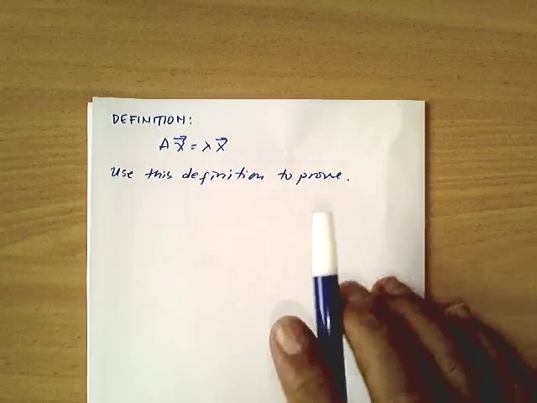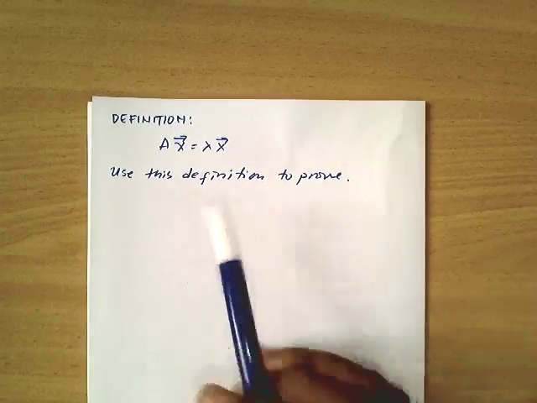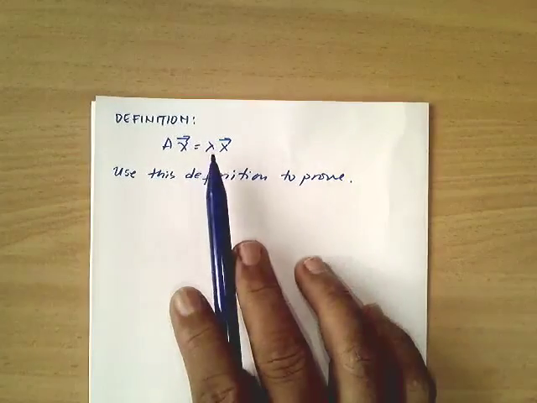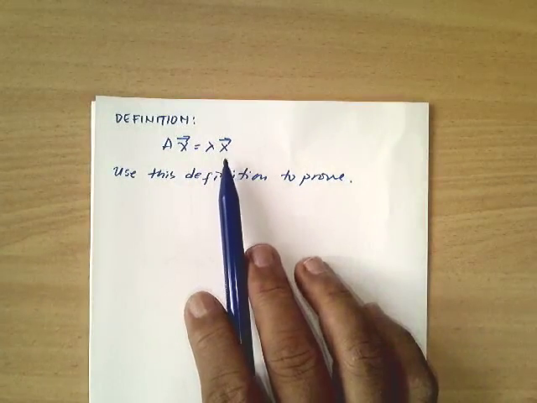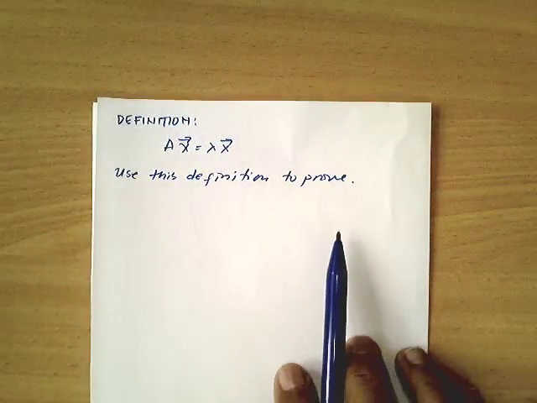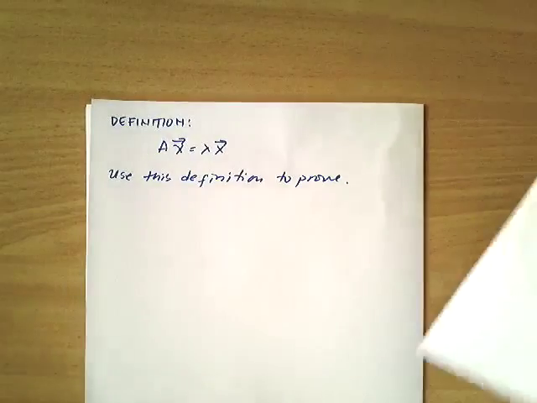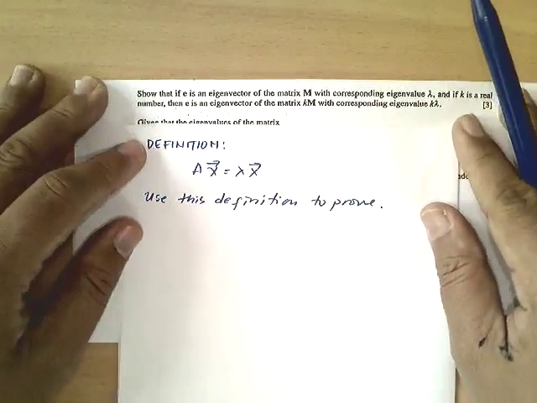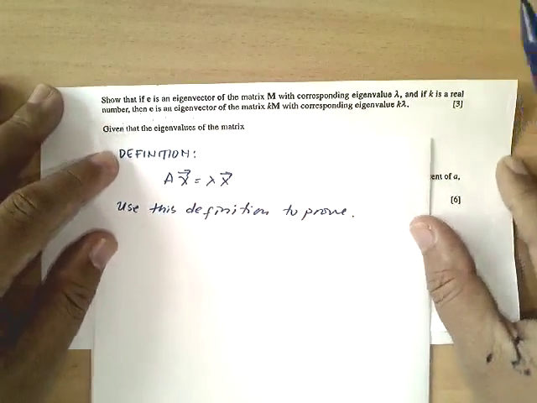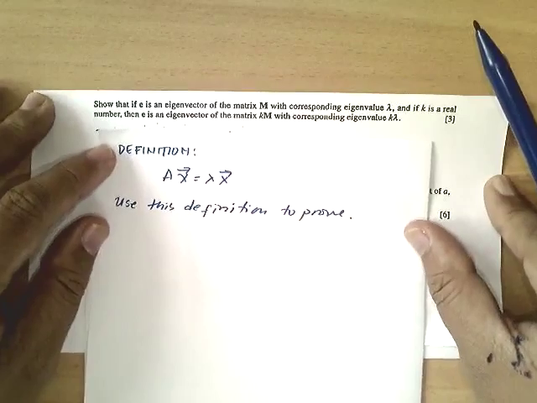Hello, in this video, our objective is to use the definition of eigenvalues and eigenvectors to prove questions in further mathematics. So let's look at this example here. It is taken from past papers, and it is worth 3 marks.